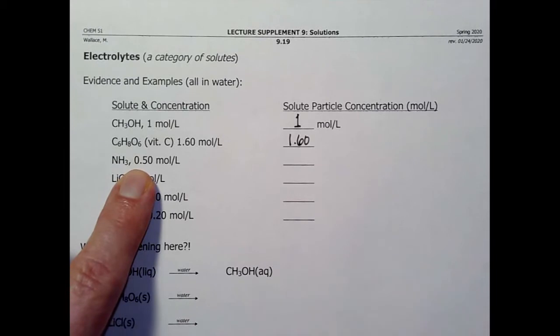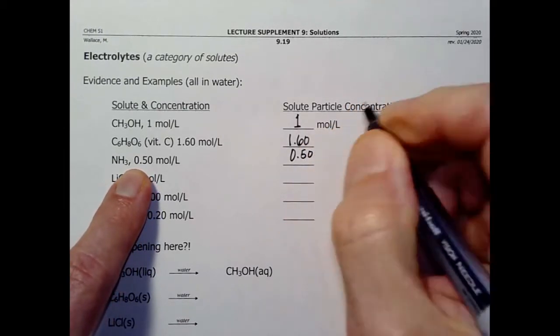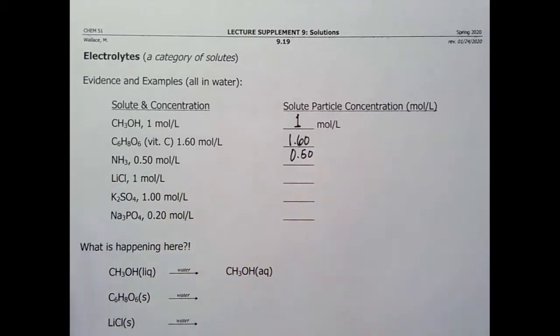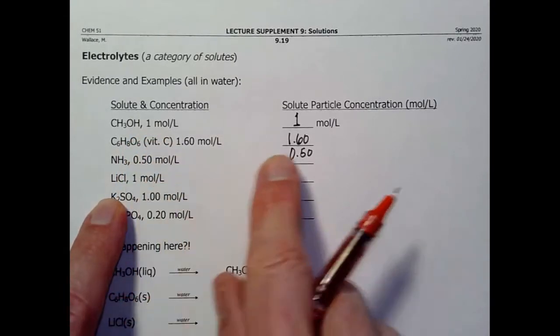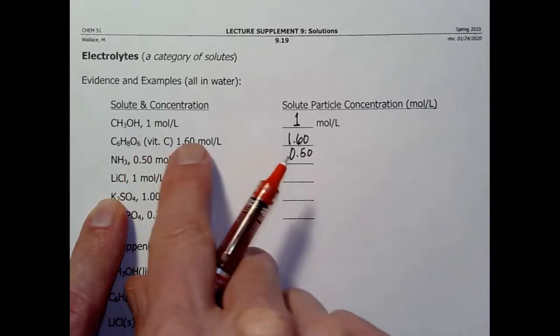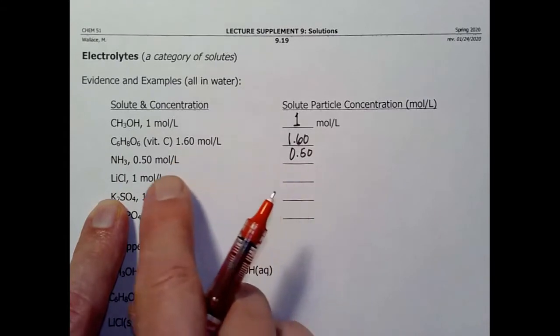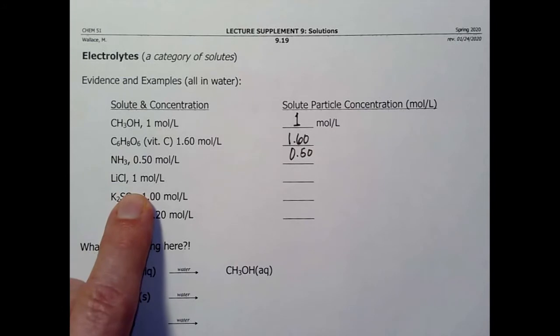Ammonia. That's a teeny bit of a fib, but it's pretty good. Ammonia is 0.50 moles per liter. I've got 0.50 moles per liter in solution. And you think, okay, Wallace, I don't know what you're doing. You're just writing down the concentration over here without really thinking about what the particles are. You're just saying, yeah, it was 1 mole, 1.6, 0.5 moles per liter. So what? So lithium chloride, 1 mole per liter.